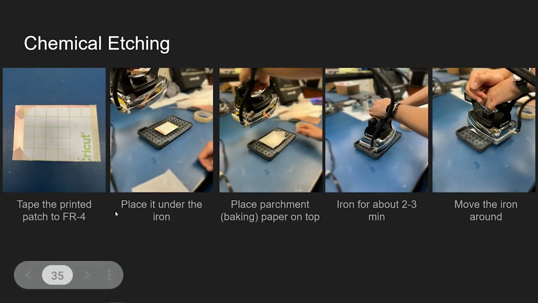Next, we tape the printed patch to the FR4. We then place it under the iron, then place the parchment paper on top and iron for about 2 to 3 minutes. During those 2 to 3 minutes, pressure should be applied across all of the backing so that it all transfers evenly.